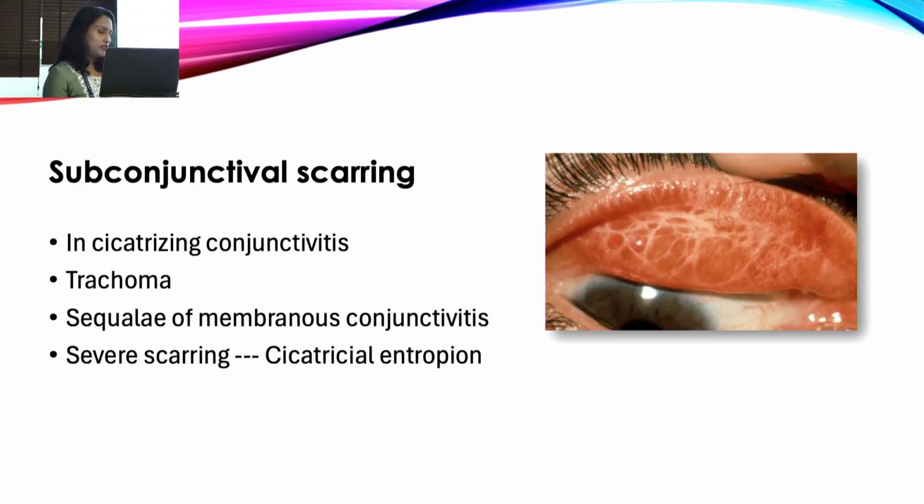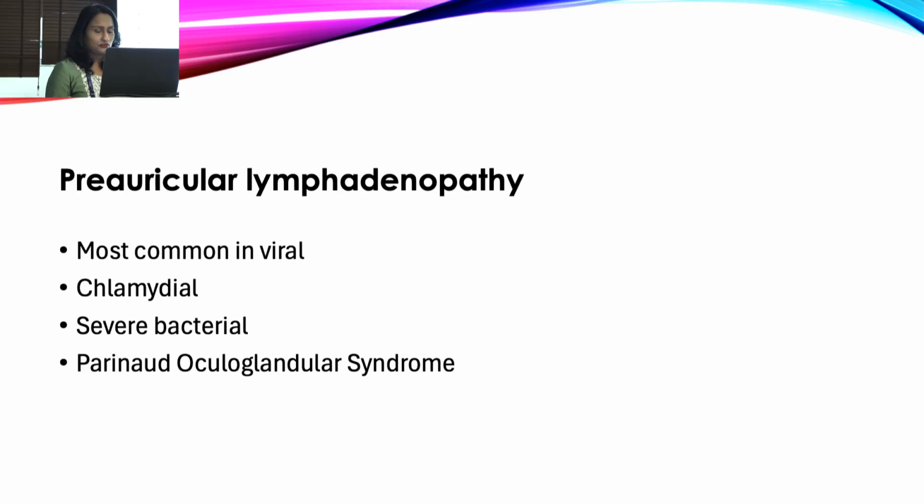A feature of cicatrizing conditions is subconjunctival scarring. It can be seen in trachoma as a sequela of membranous conjunctivitis, and severe scarring can lead on to cicatricial entropion. Another feature is preauricular lymphadenopathy, which is usually seen in viral conjunctivitis.